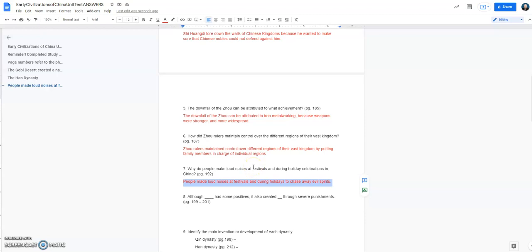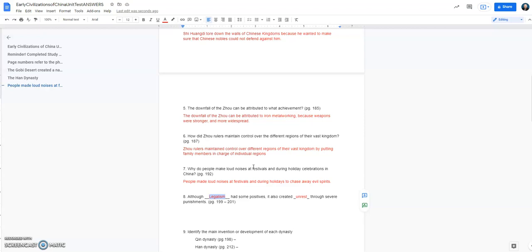Question number 8. Although blank had some positives, it also created blank through severe punishments. That would be, although legalism had some positives, it created unrest through severe punishments. So legalism was the idea that in order to maintain a peaceful and harmonious society, you needed to have very strong laws with very harsh punishments, right? That way everybody stays in line and everybody very clearly knows the rules.